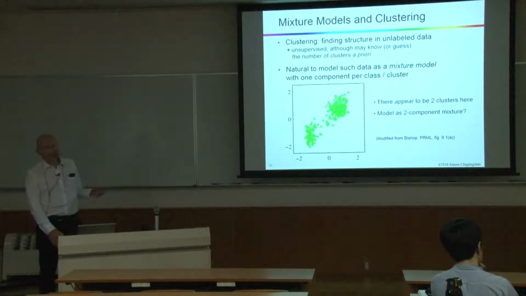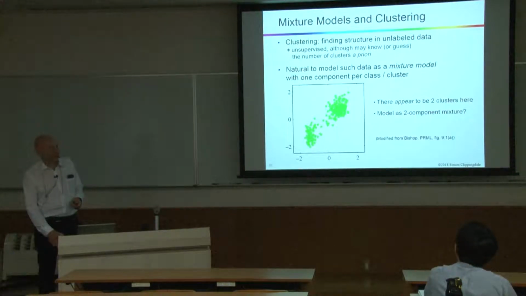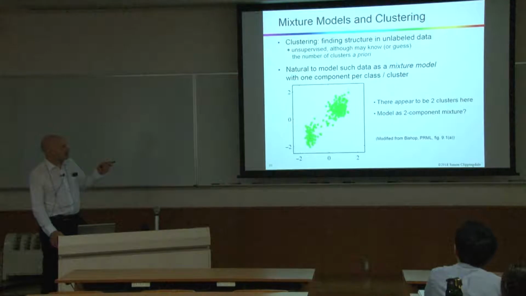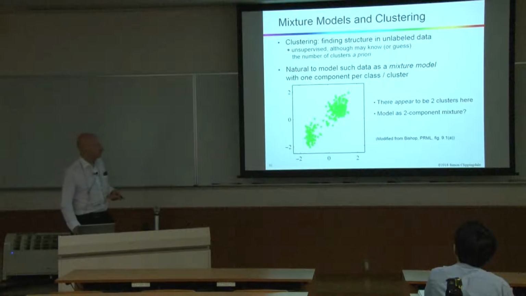It's natural to model data like this. If you look at this, you think, well, it looks like there's two classes there, because we're rather good at doing that kind of judgment. But mathematically, it's natural to model this data as a mixture model with one component per class. So this could be modeled, you would think, as a two-component mixture.